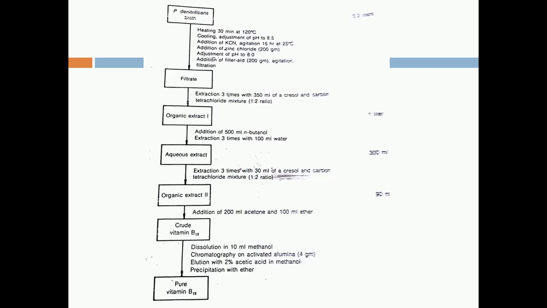Further purification is done using chromatographic techniques, and final elution is done with 2% acetic acid in methanol. Then finally your sample, that is your vitamin B12 in pure form, is precipitated with ether. Once it is precipitated with ether, you get the purest form of vitamin B12. This can finally be dried and packaged and used for the application. Either you want to give it for medicinal applications or for cofactor applications. Based on where you want to give it, the product is ready now. It can be packaged and marketed.